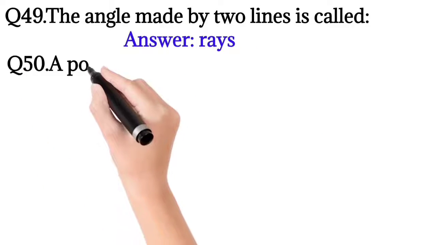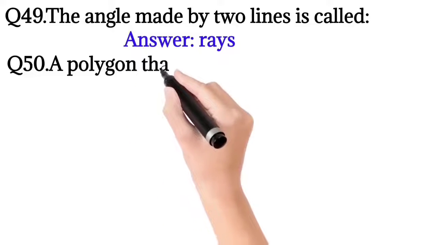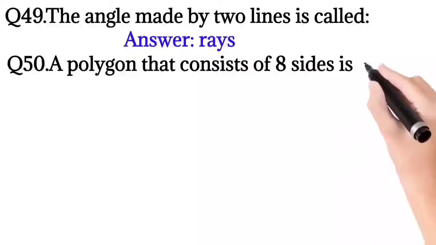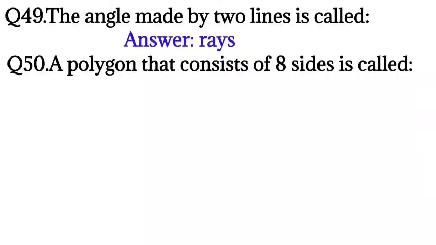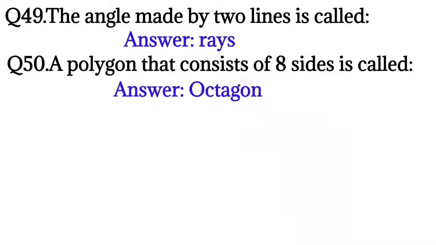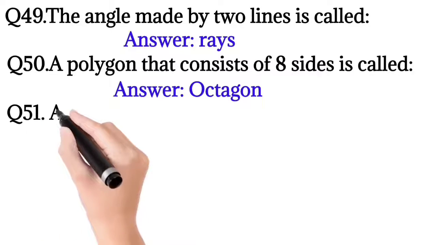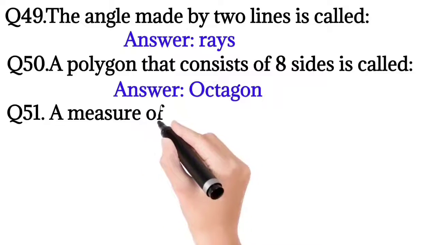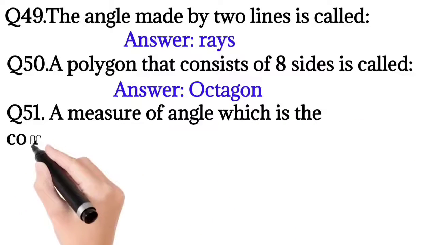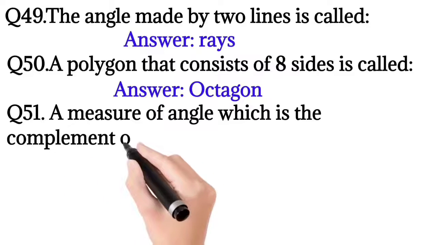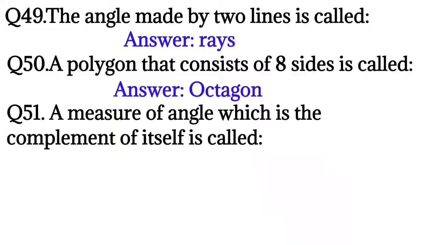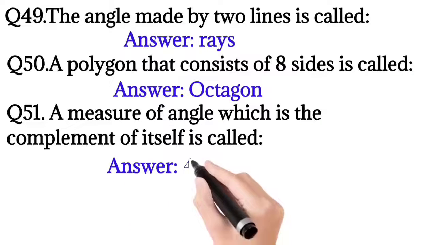Question number 50. A polygon that consists of 8 sides is called? So the answer is octagon. Question number 51. A measure of angle which is the complement of itself is called? So the answer is 45 degrees.